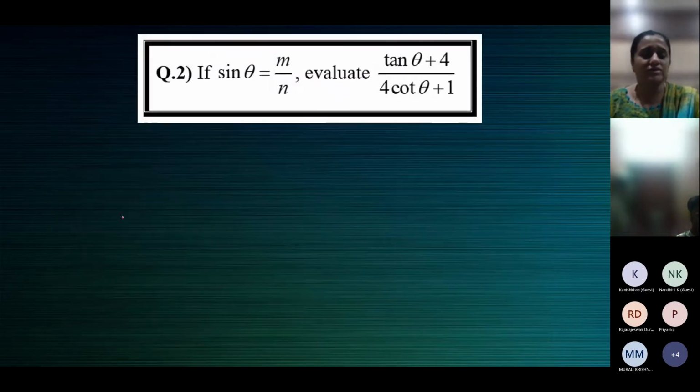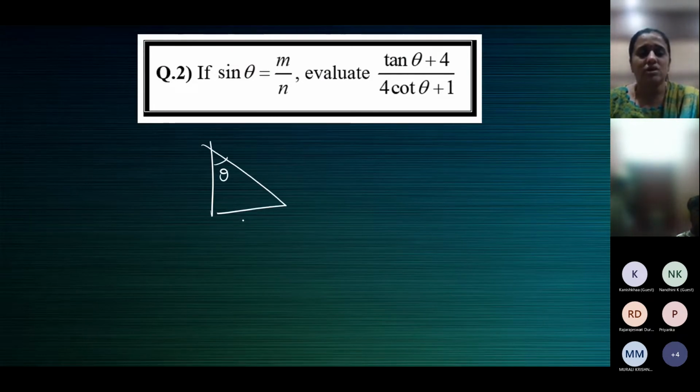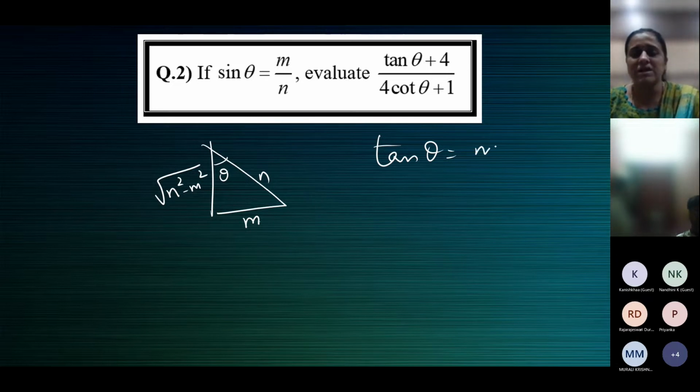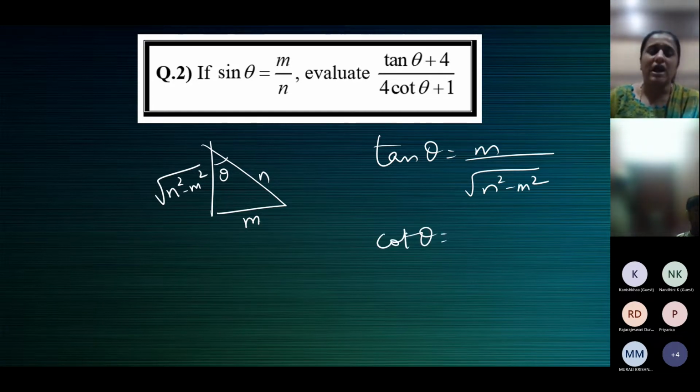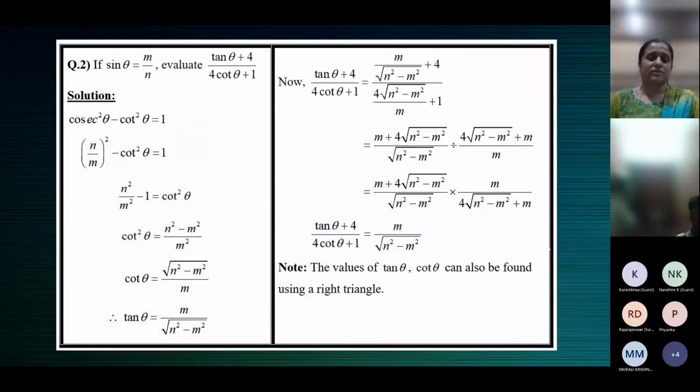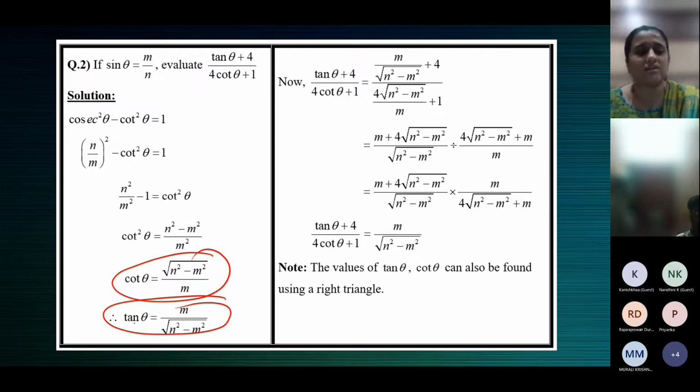So using the right triangle, what we did, we said this one is theta, opposite by hypotenuse, and we got this one. We worked earlier using Pythagoras theorem, we got root of n square minus m square. So what is tan theta? Tan theta is equal to opposite by adjacent, opposite m by adjacent root of n square minus m square. And what is cot theta? The reciprocal of this one, or adjacent by opposite. So you will get the same thing. Whether you use a right triangle or an identity, you will get the same value for cot theta and tan theta.